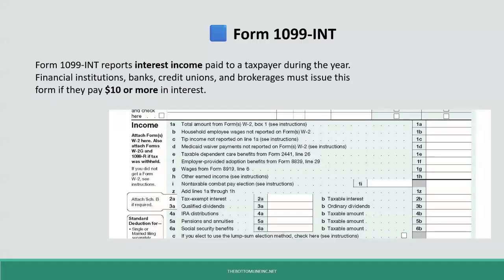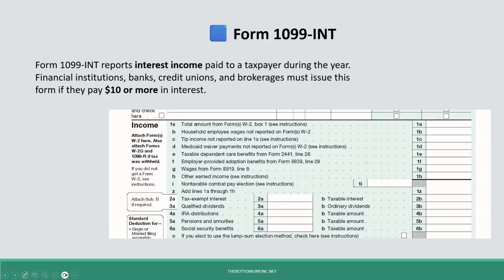So what we're going to talk about next is 1099 INT, and it's interest. It's interest income that you receive from a bank, your credit union, or a broker account, and you only will receive a 1099 INT if you receive more than $10 of interest. If you receive $8, you're still required to report it, but they're not going to issue you a 1099 INT.